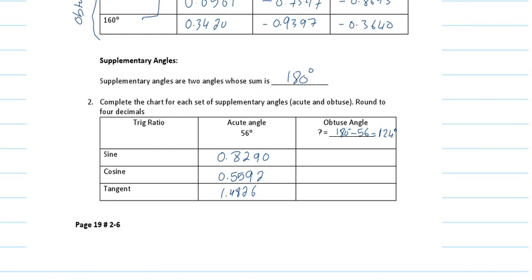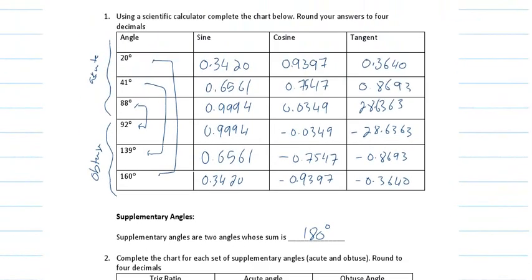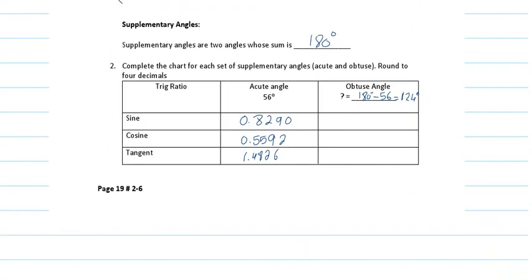What did we say about the sine of all the angles? They're all positive. So it's going to be exactly the same. It's not going to be negative. It's going to be 0.8290. The cosine and tangent can be negative, right? That's right. So the sine's always positive.